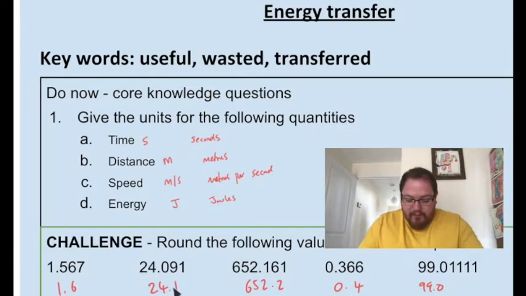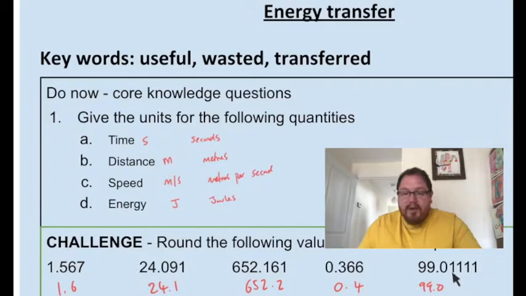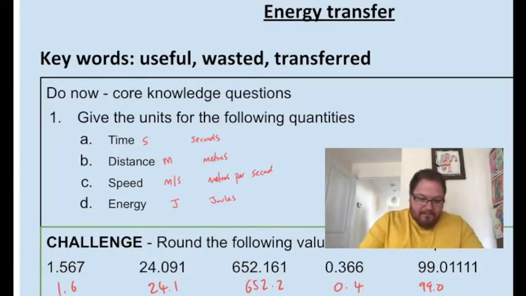24.09 becomes 24.1, 652.1 becomes 2 because 6 is bigger than 5. Again, this 3 becomes a 4 because 6 is bigger than 5. And then 99.01, well, 1's not bigger than 5, so it just remains at a 0.